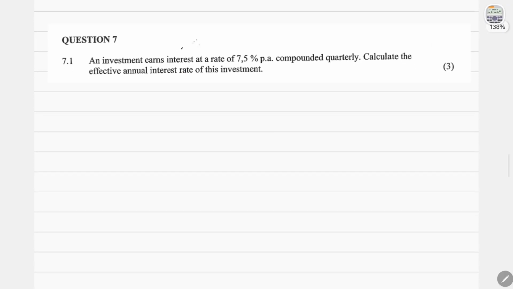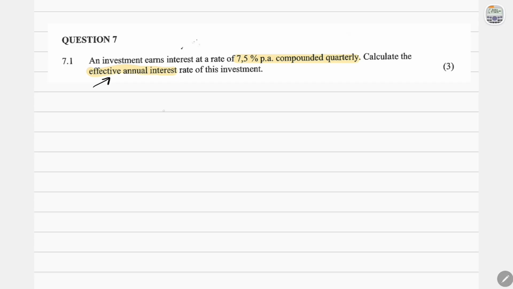Question 7.1 says, an investment earns interest at a rate of 7.5% per annum compounded quarterly. Calculate the effective annual interest rate of this investment. Okay, so we are dealing with nominal and effective interest rates. So just a brief background on this. The nominal interest rate is what you are quoted, and then the effective annual interest is the interest rate you actually get when you look at that compounding for the full year. Okay, so the effective interest rate is usually going to be more.